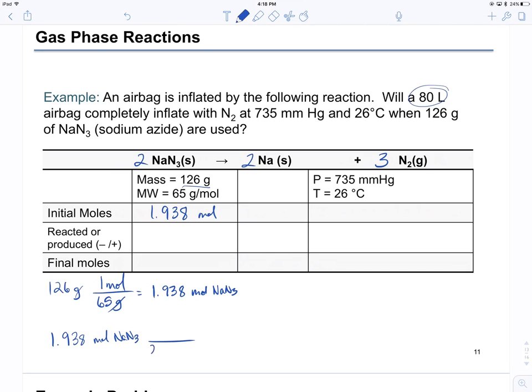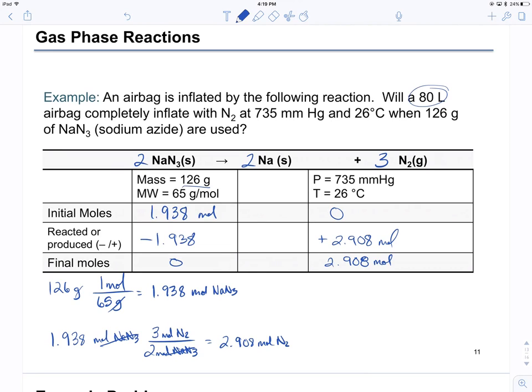For every 2 moles of azide, we make 3 moles of N2 gas. So this means 2.908 moles of nitrogen will be produced. So if we consume all of this, we are left with 0, and then we would produce 2.908 moles, and then have that many left at the end of the reaction.